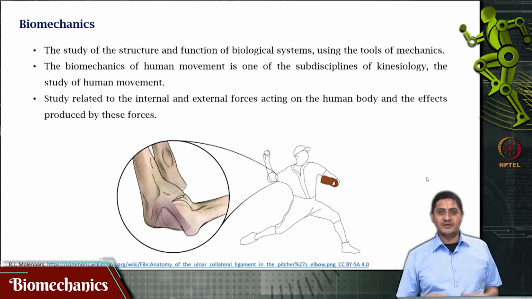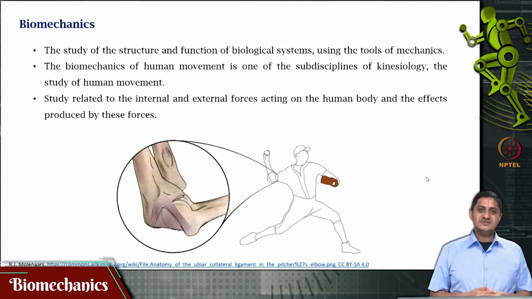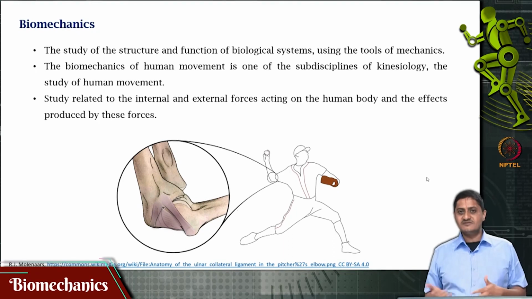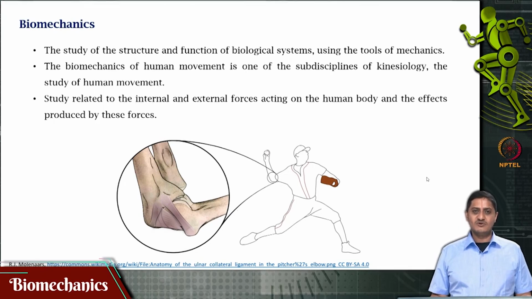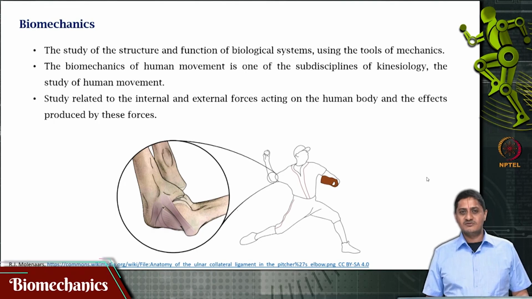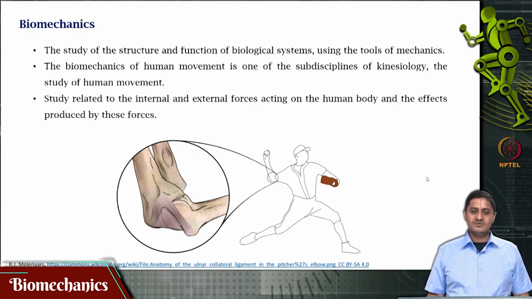So, what is biomechanics? In the last week, although we started with the course on biomechanics, the last week has been entirely focused on building the foundation for mechanics. So, that was more of engineering mechanics or an advanced version of high school physics. So, now we formally start biomechanics.